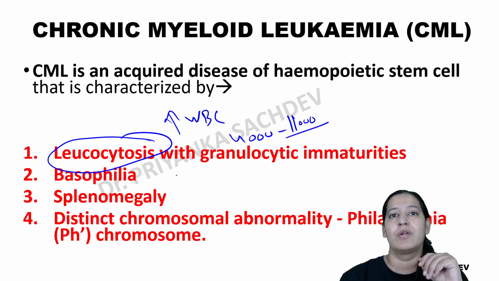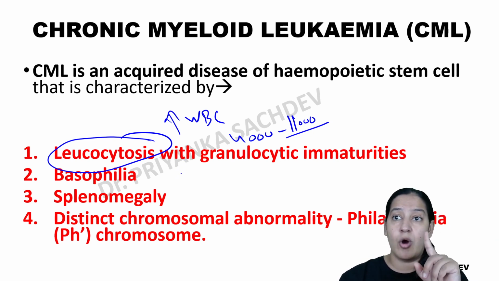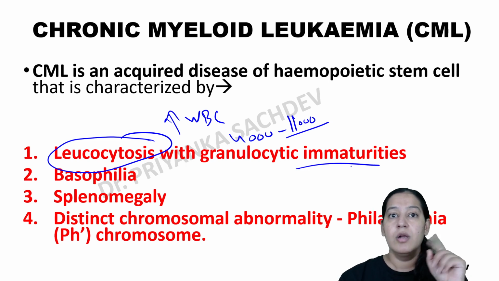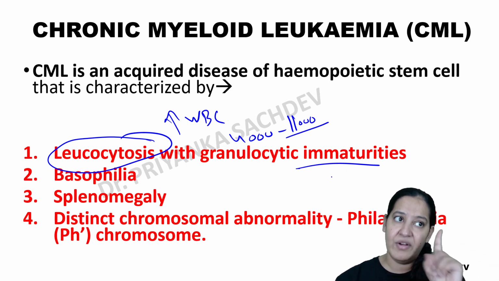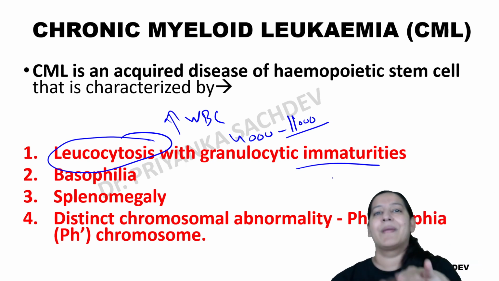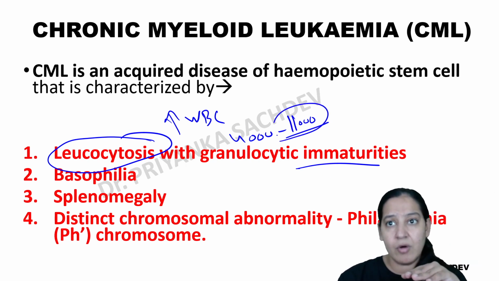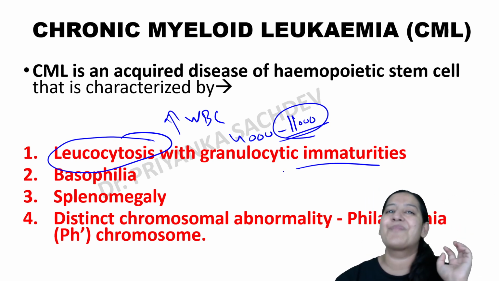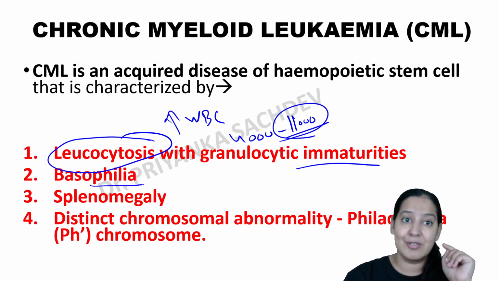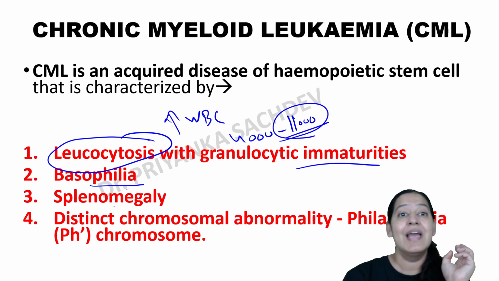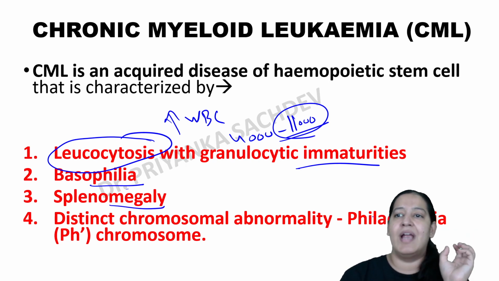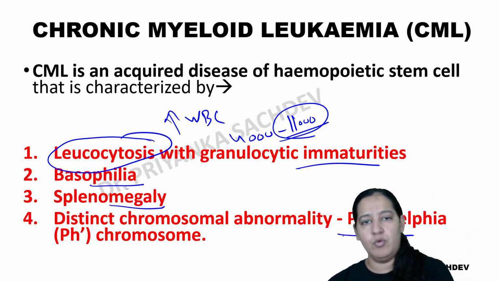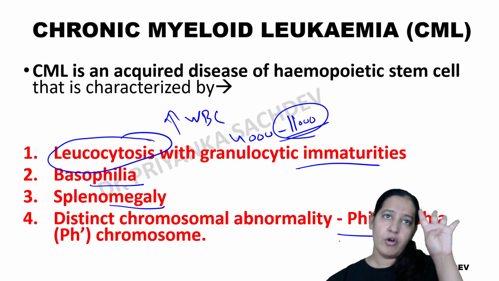Increased WBC count, but those WBCs are not normal. All of them are immature. These are not normal neutrophils, eosinophils, basophils. The precursors of them are coming in the blood. So instead of 11,000, WBC become 1 lakh or 2 lakh, but they are immature. They are not mature. First thing, basophilia is also there. Basophils increase tremendously. Splenomegaly, the spleen will be enlarged, and there will be the Philadelphia chromosome. I will tell you what the Philadelphia chromosome is. These are the 4 hallmarks of CML.